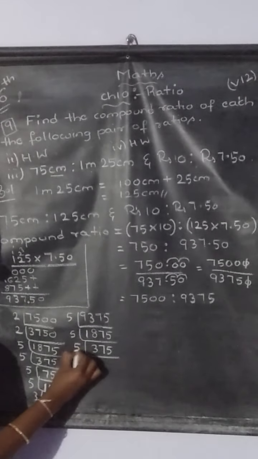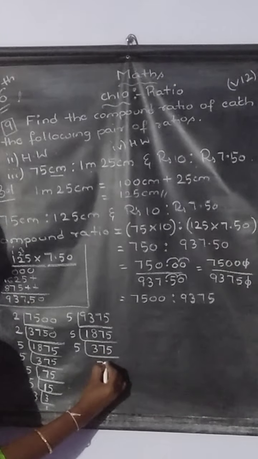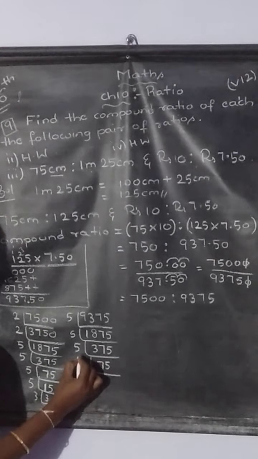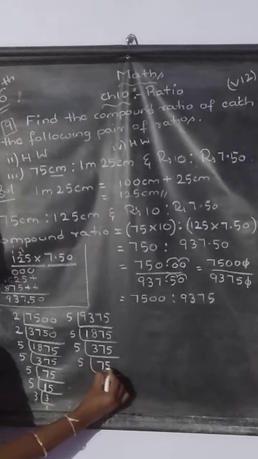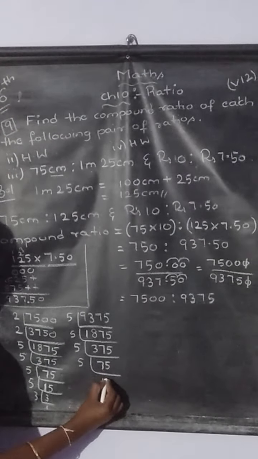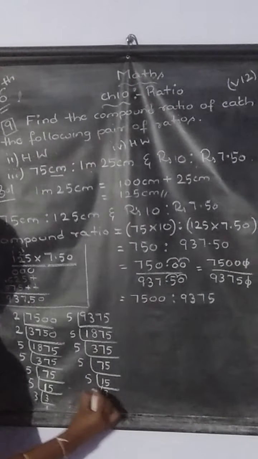Okay. Again it will come in 5 1s are 5, 7s are 35. 2 is the remainder 25. 5 5s are 25. Again it will come in 5 1s are 5. 6 7. So 2 remainder means it will join to 5 and it will become 25. So 5 5s are 25. 5 3s are 15. 3 1s are 3.